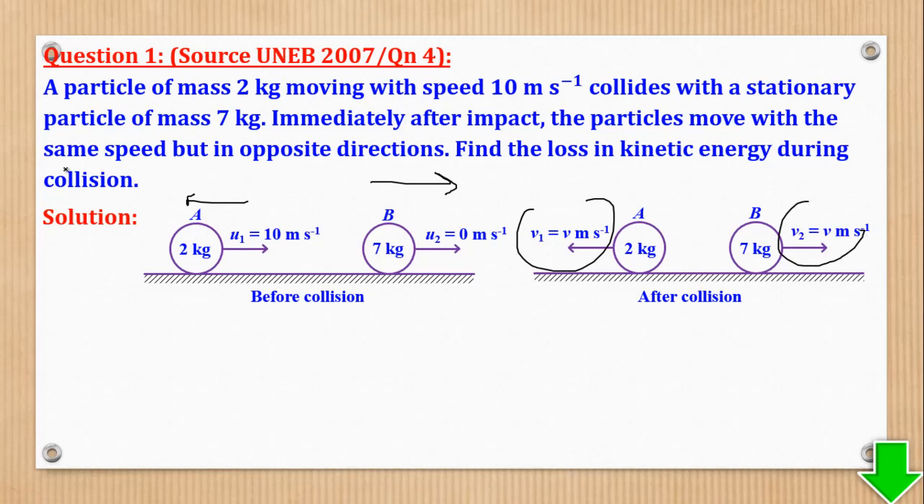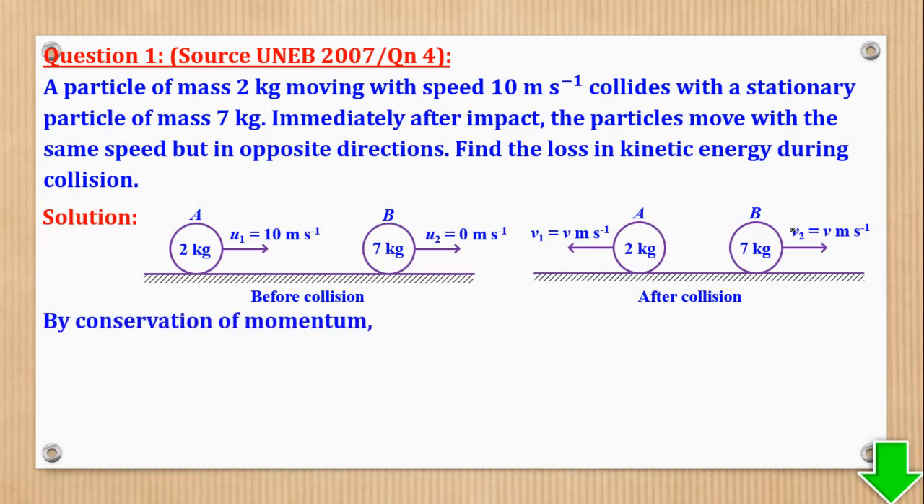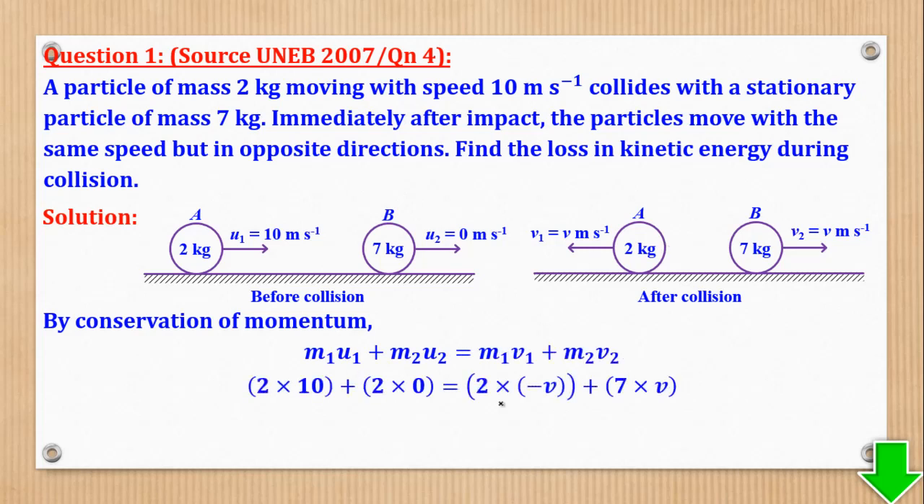But they said with the same speed. Speed means magnitude. That's why here you see v and also here v. But in opposite direction, one is moving this side, the other one is moving the other side. I think you remember we said opposite direction is denoted by a change of sign. So by conservation of momentum, we shall denote it by change of sign. This will be negative and this will be positive.